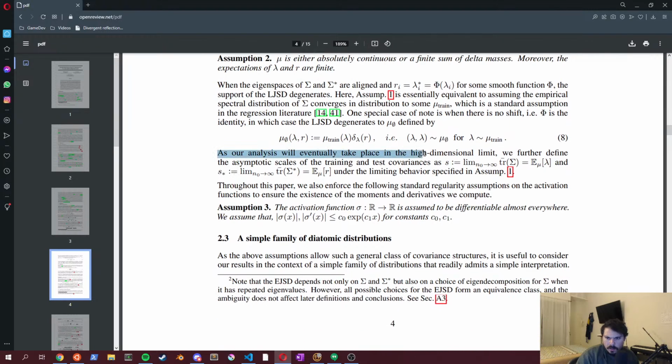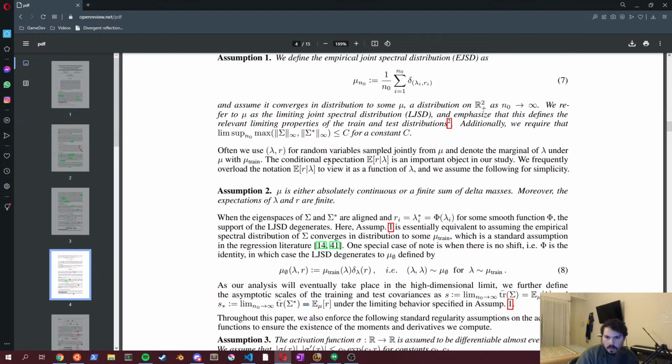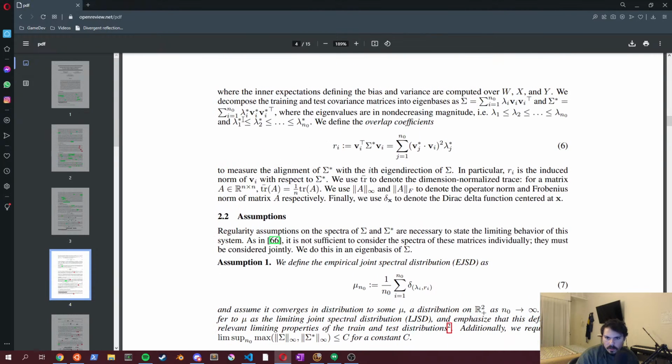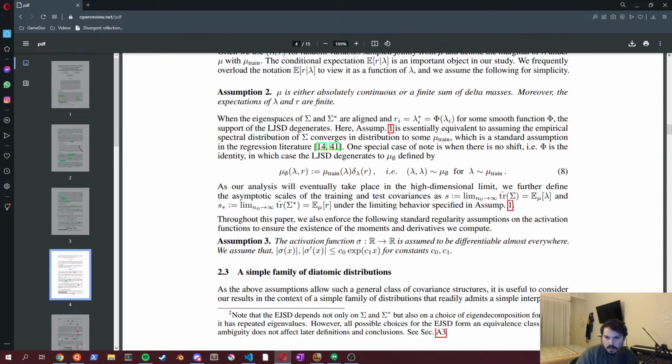As our analysis will eventually take place in the high dimensional limit, we further define the asymptotic scales of the training and test covariance as S equals the limit n0 to infinity of the trace of the training covariance matrix, expectation value of mu over lambda. Okay, so I just want to quickly refresh myself. Seems like these lambdas are really important, which again, yeah, are the eigenvalues of the covariance matrices.